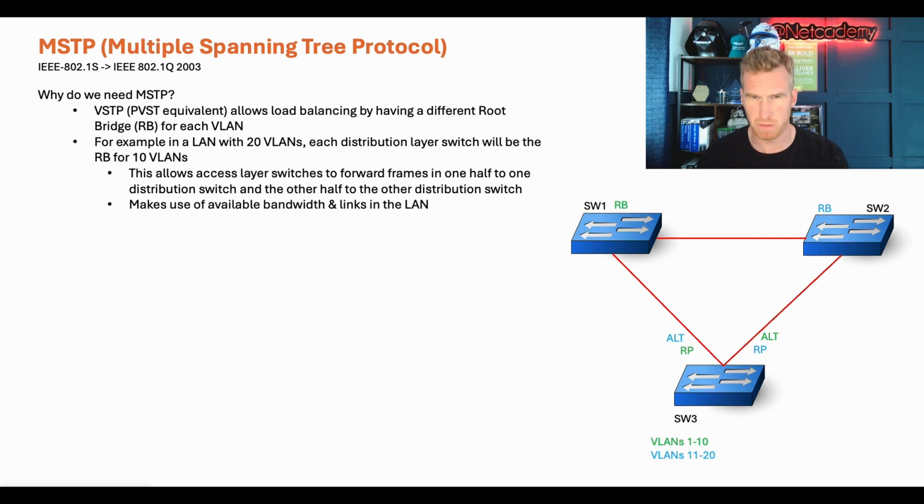And this obviously has some benefits to it, because we're load balancing that traffic. So all the VLANs 1 to 10 will go to switch 1, and presumably that link between switch 3 and switch 2, as you can actually see, it's an alternate port. It's blocking, it's discarding any traffic. Whereas for the VLANs 11 to 20, switch 2 is that root bridge, but that interface between switch 3 and switch 1, that is alternate, that is discarding any traffic.